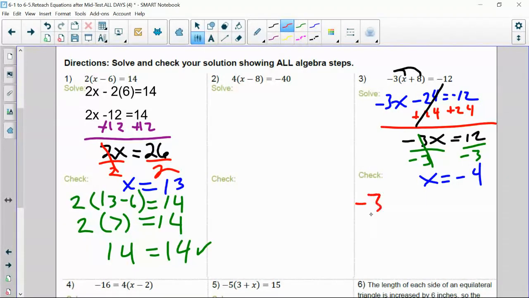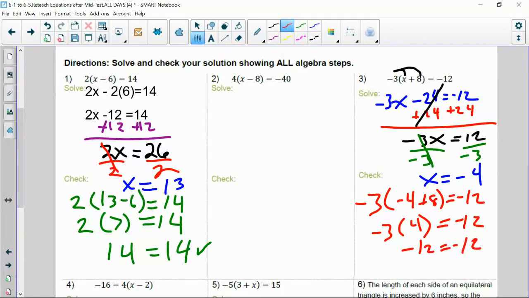All right, check our work, of course. Then if we do our parentheses first, you owe me $4, but you got 8. So how much do you really have? 4 bucks. And negative 12 equals negative 12. Awesome job, right?